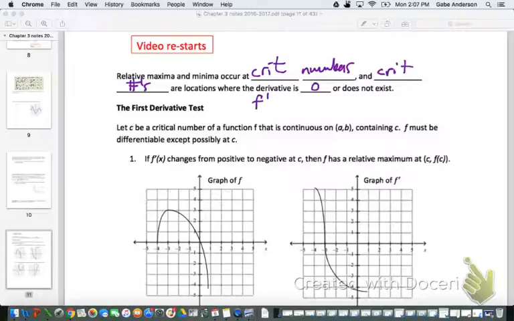So the first derivative test is a key feature, a key concept here. So we're gonna look at it. There are three pieces to this, 3 cases, and so we're going to look at each one of these one by one.